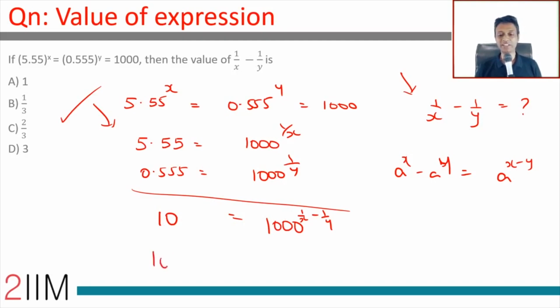What is 10? 10 is 1000 to the power 1 by 3. This is 1000 to the power 1 by x minus 1 by y, or 1 by x minus 1 by y is 1 by 3.